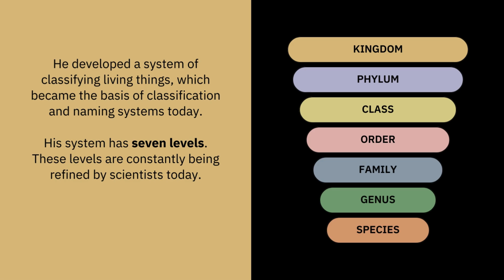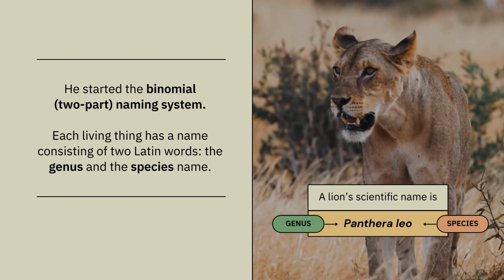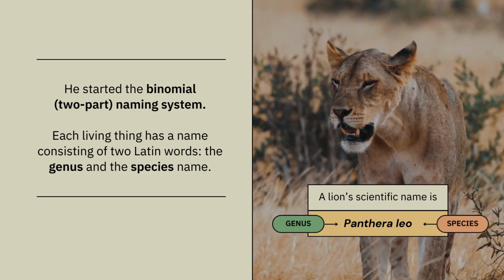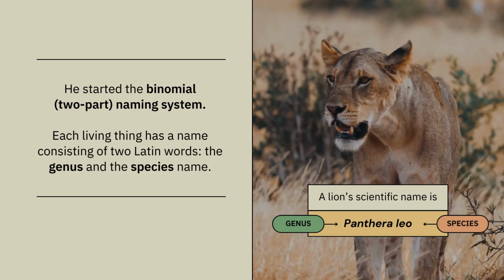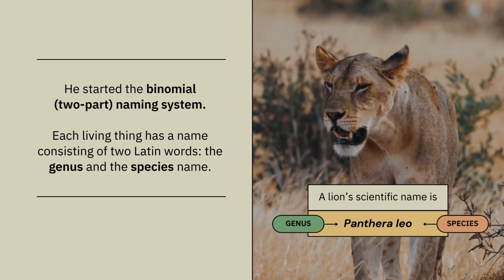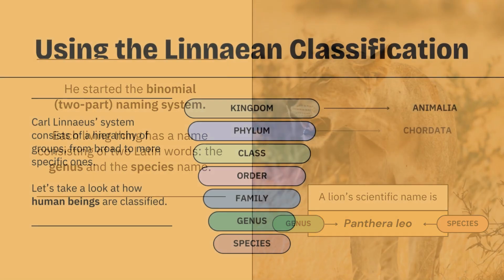He developed a system of classifying living things, which became the basis of classification and naming systems today. His system has 7 levels. These levels are constantly being refined by scientists today. He started the binomial, two-part naming system. Each living thing has a name consisting of 2 Latin words, the genus and the species name. A lion's scientific name is Panthera leo, where the genus name is Panthera and the species name is leo.